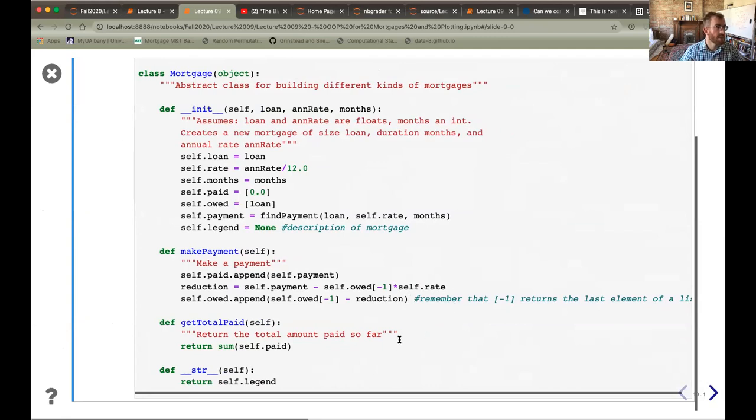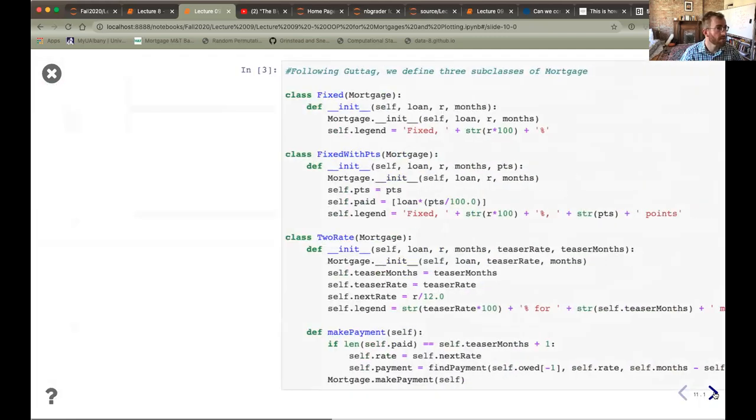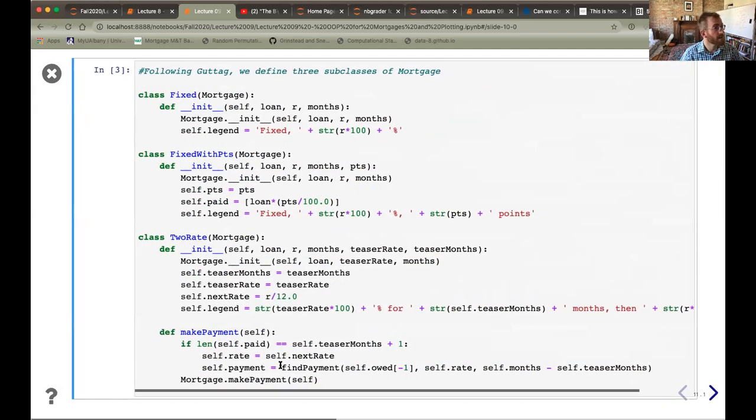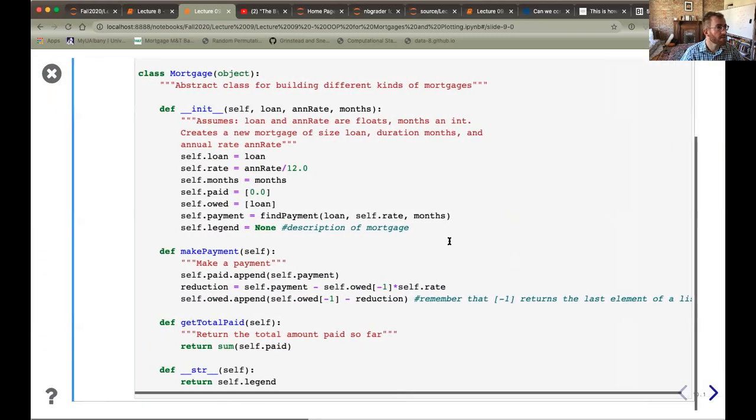All right, and then we get to use a built-in function here. So this is a self.paid. It's going to sum up all the entries in this list. So you're going to see how much you pay over the course of your loan. That's going to be done by this get total paid attribute on your mortgage. And of course, when we want to print our mortgage, we're going to return this legend. Right now, we just populate it with none. But as we go on, we're going to add things to this. All right, so let me go ahead and hit Shift Enter so this is brought into memory. All right, good.